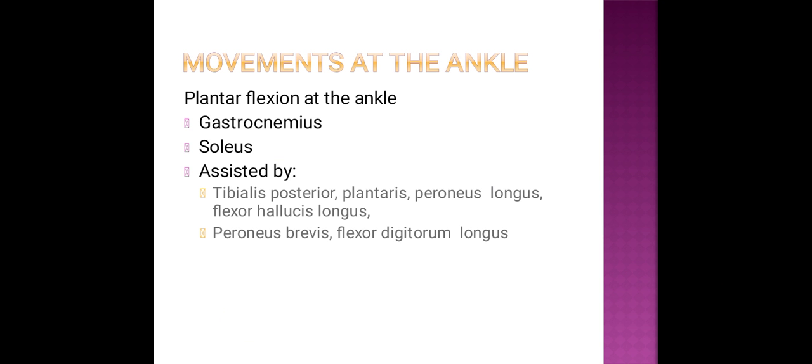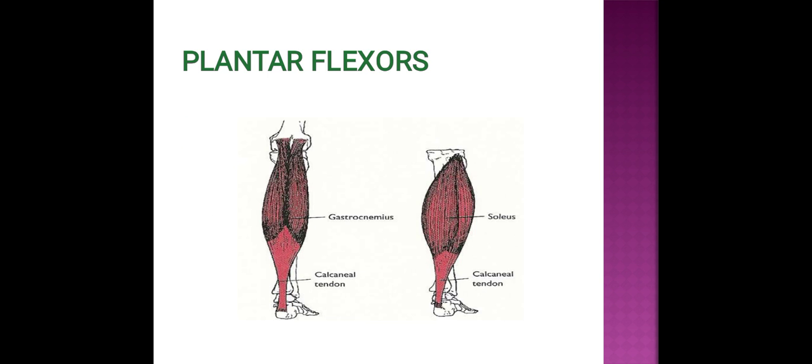Plantar flexion at the ankle is facilitated by the gastrocnemius and soleus, which are assisted by the tibialis posterior, plantaris, peroneus longus, flexor hallucis longus, peroneus brevis, and flexor digitorum longus muscles. These are the plantar flexor muscles.